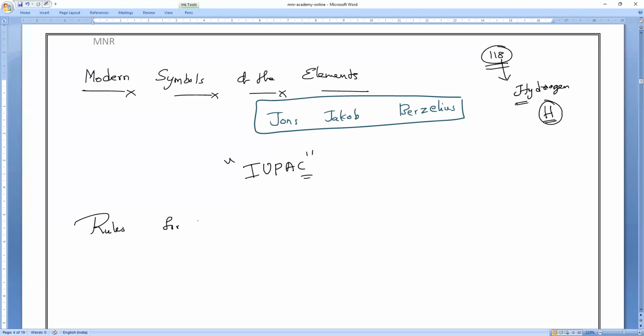Rules for writing the symbols of the elements.